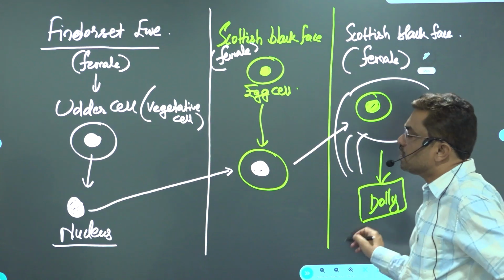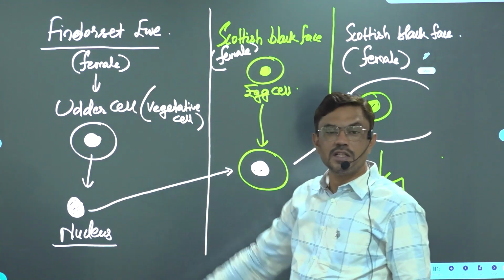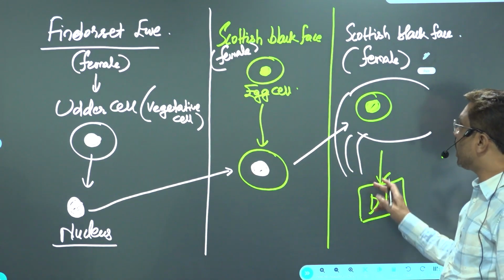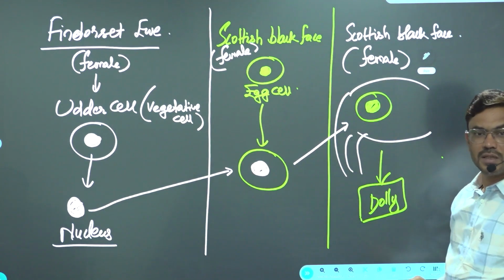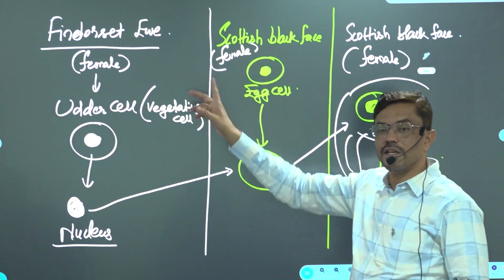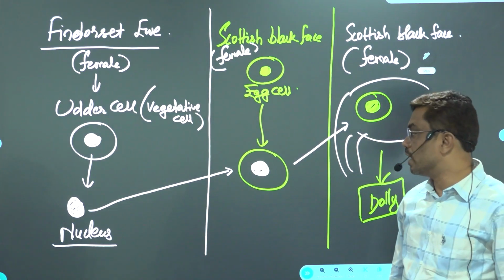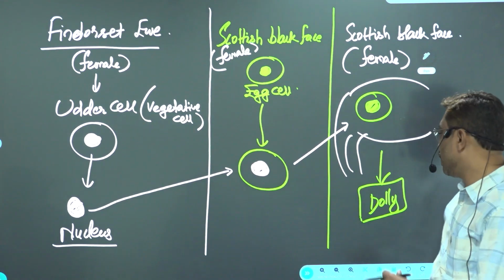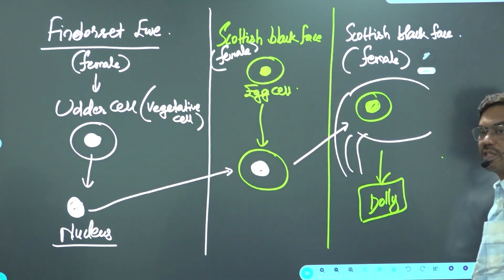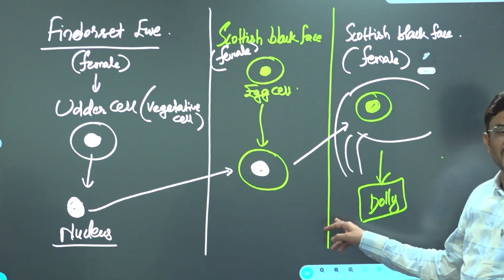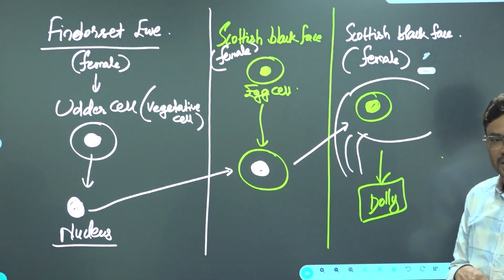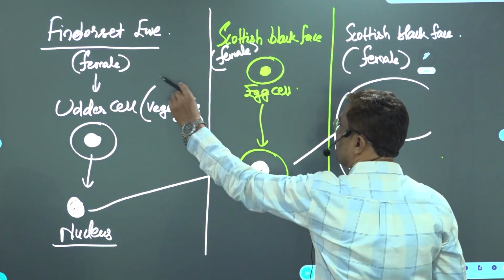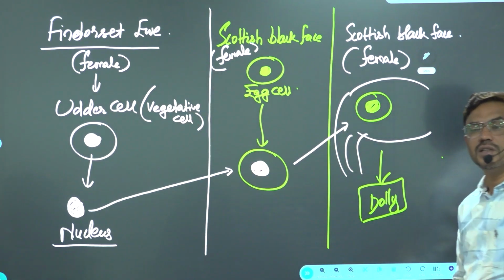And this Dolly is almost similar to the Finn Dorset ewe. It is a Xerox copy of the Finn Dorset ewe. It does not have the characteristic features of the Scottish Blackface. It is a clone of the Finn Dorset ewe because the genetic material, the nucleus, is from the Finn Dorset ewe. Here there is no involvement of male sheep, only female sheep are involved. So we can say that this Dolly is the Xerox copy of the Finn Dorset ewe.